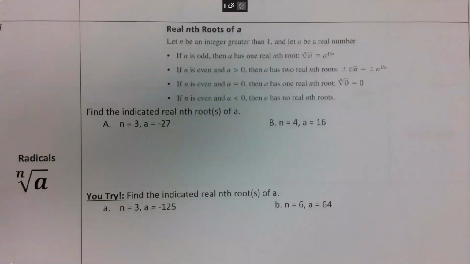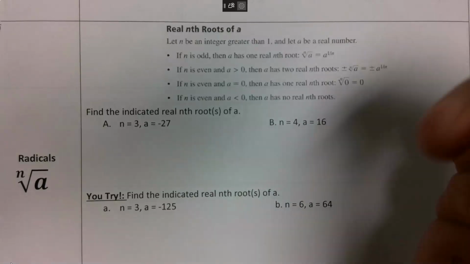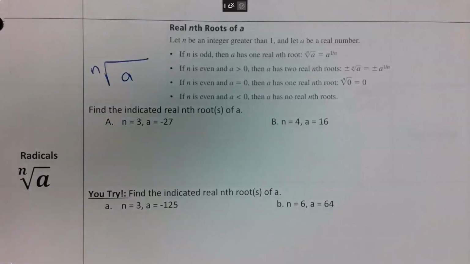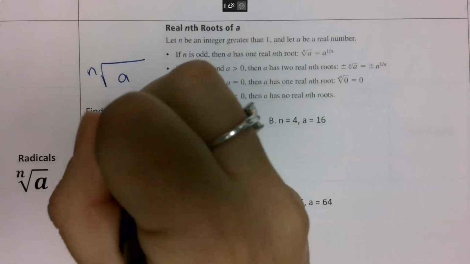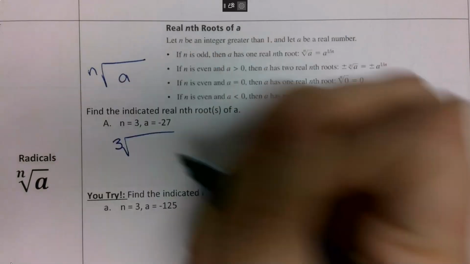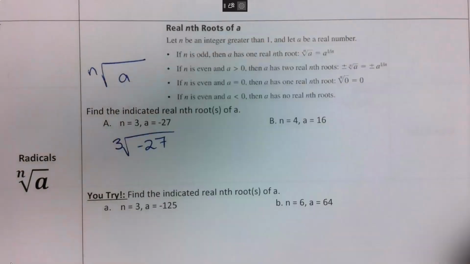Okay, so the next thing I have are nth roots of a. So it'll say find the indicated nth roots of a, and then I need to solve it. So n is 3, and a is negative 27. I'm plugging into this. So I'm going to replace the little tiny number with my n number, which here is 3, and then my a is negative 27.